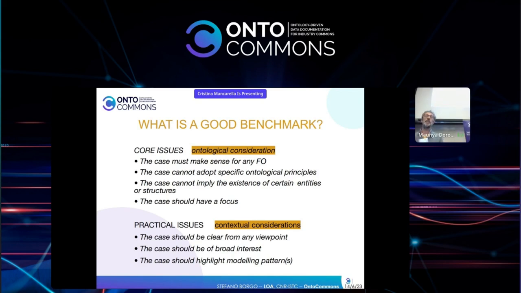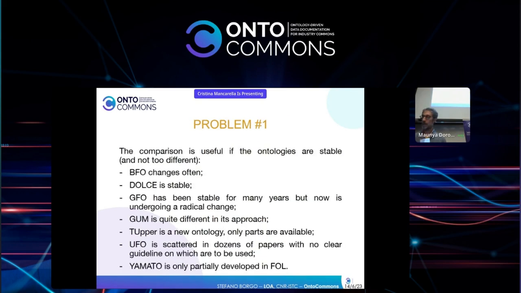And the case should have a focus. There must be a reason, something that you learn out of a single use case. Then, on the more practical side, the cases should be clear from any point of view. The case should be of broad interest. And finally, it should allow you to highlight modeling patterns. At the end, the modeling pattern is what you're going to use, right? And that's a key point.